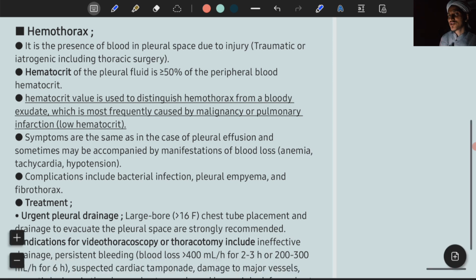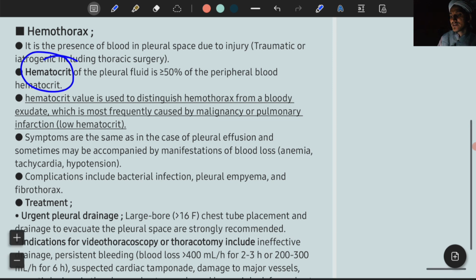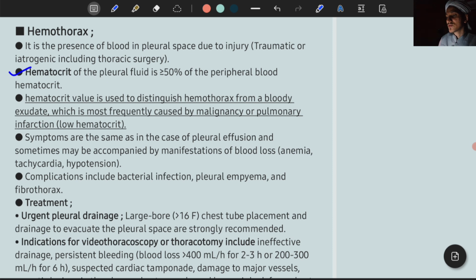You will differentiate true and pseudo from hematocrit levels. If the hematocrit of the pleural fluid is equal to or more than 50% of the peripheral blood hematocrit, then it is true hemothorax due to injury or iatrogenic. And if it is less than 50% of the peripheral hematocrit, then it is false or pseudo hemothorax.